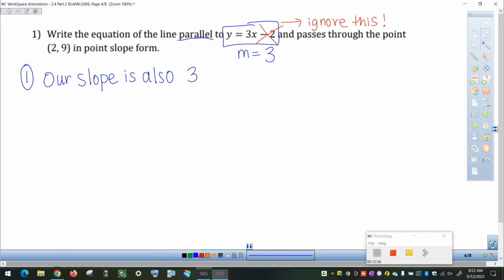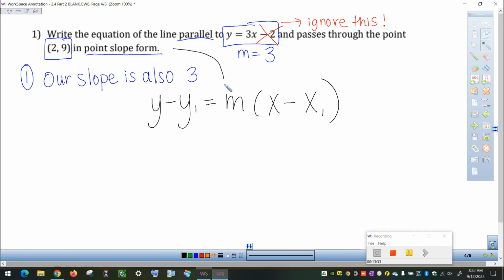All right, so now the question sort of changes. Now we know that our line has a slope of 3. We know that we want it to pass through the point (2, 9). And we're going to write the equation for our line in point slope form. Well, we're ready. We have all the information that we need to do that. Point slope form. So this is a little review of what we did on Friday. Let's go ahead and first write the general point slope form. So we have y minus y1 equals m times the quantity x minus x1.